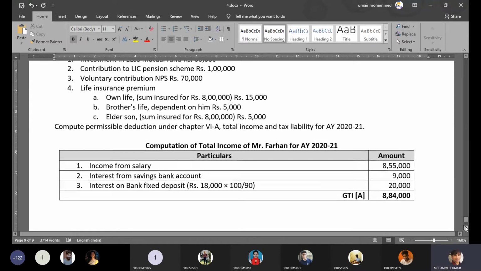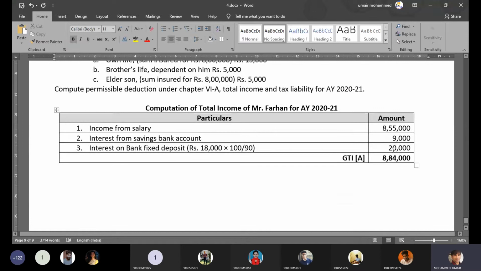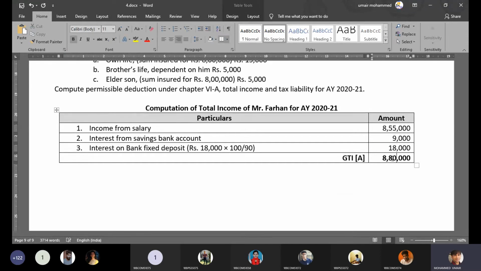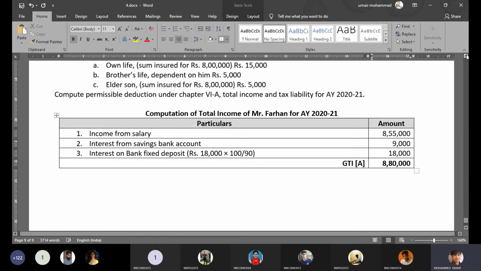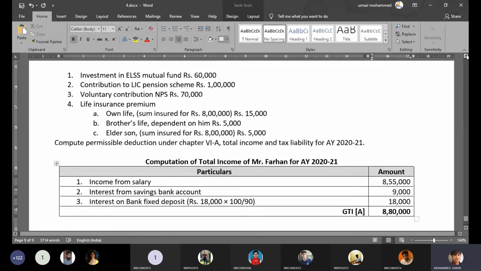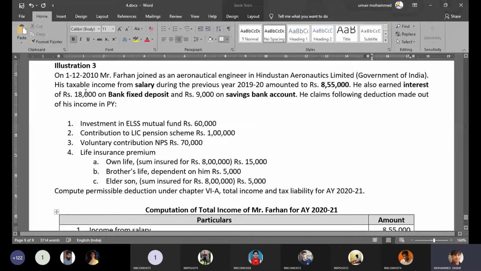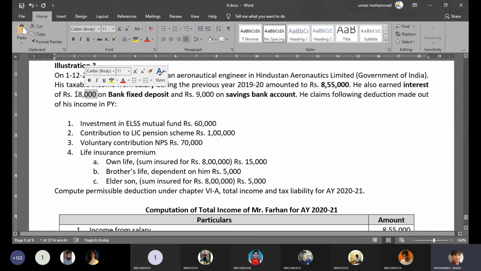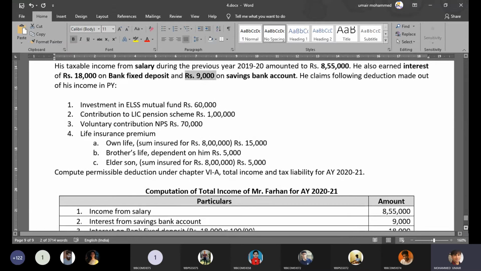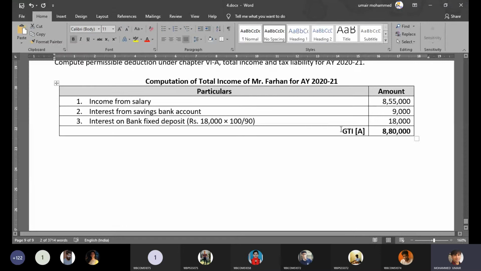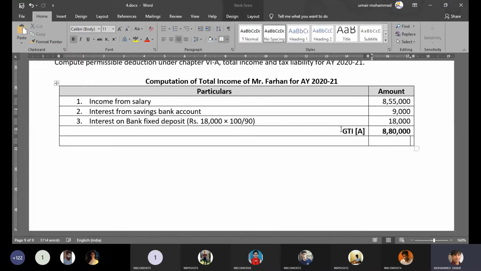So first let's calculate the total income. The total income for this guy is income from salary. The data is here. It is 8,55,000. Then from bank deposit, he has earned 18,000. So we are writing that under other sources. And from savings bank account also, he has earned 9,000. So these are his incomes earned during the previous year.